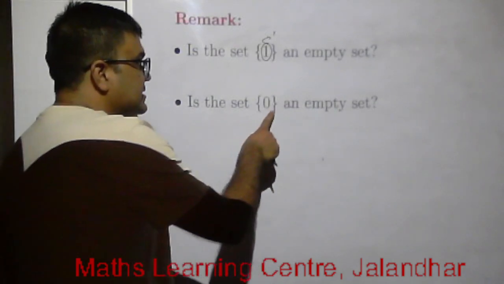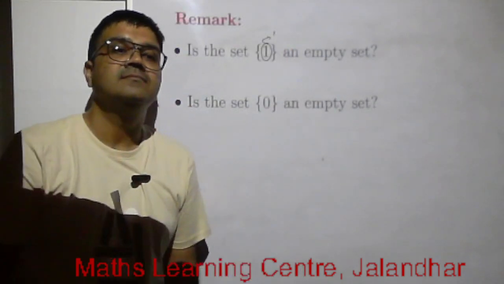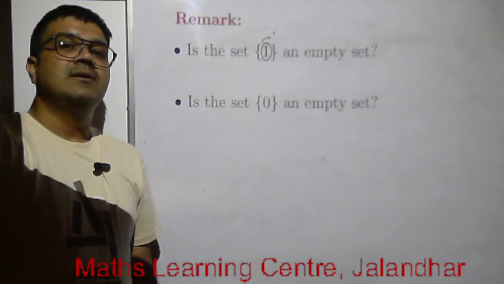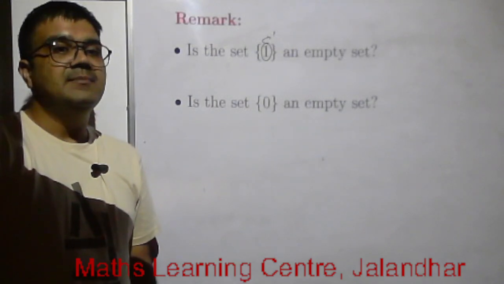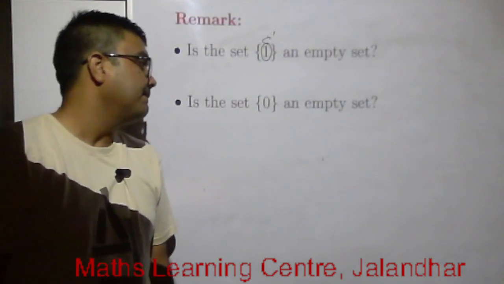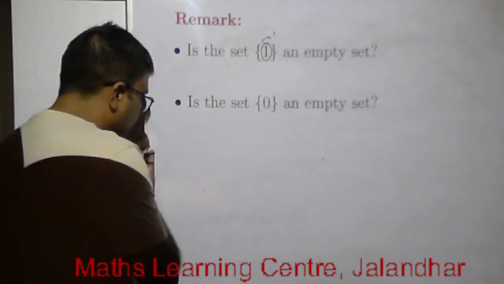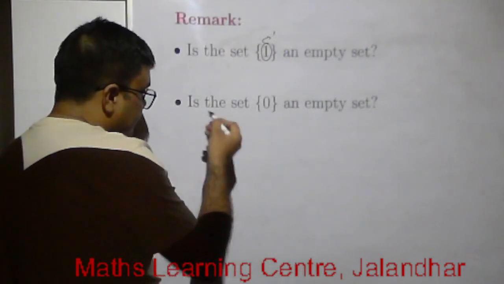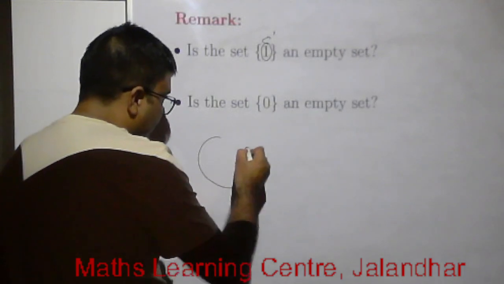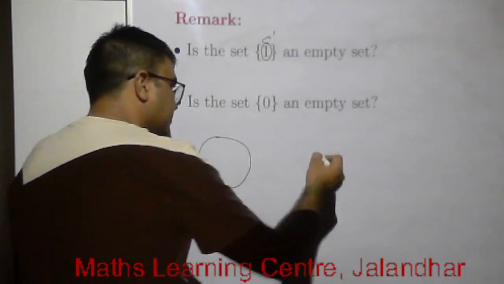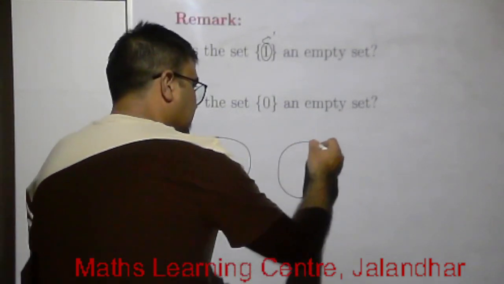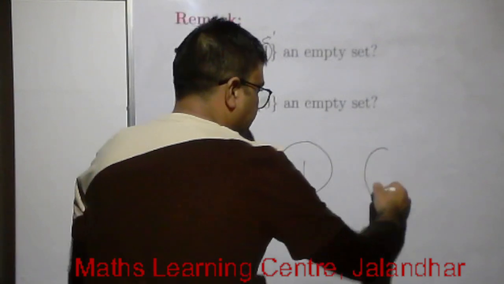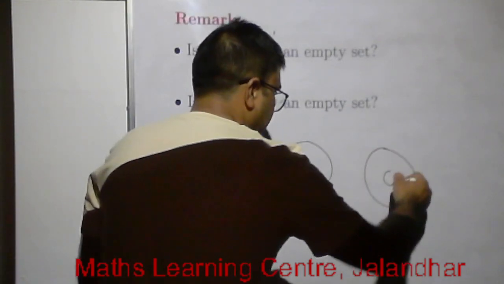Is the set {0} an empty set? So there is an element 0 over here. Let us try to understand this using circles, the representation of sets we are talking about. I am talking about a set this, a set this, and a set this.